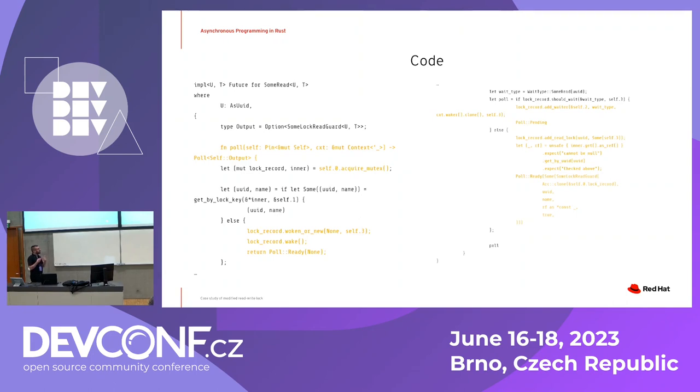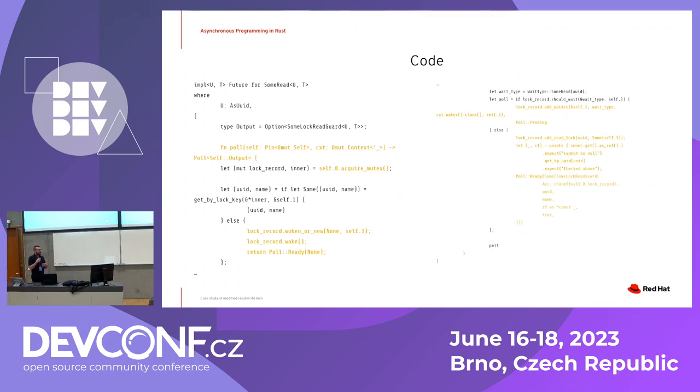I highlighted the acquisition of the mutex mainly because this is a great example. We're using a blocking mutex here, and because it's only acquired for the length of poll, it is okay to use this.